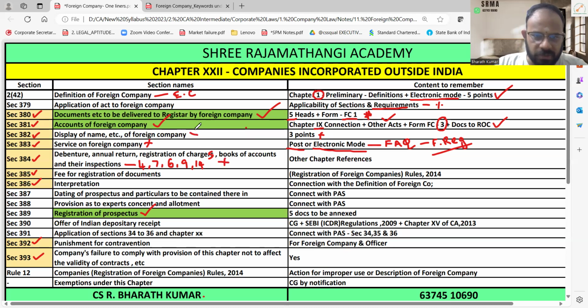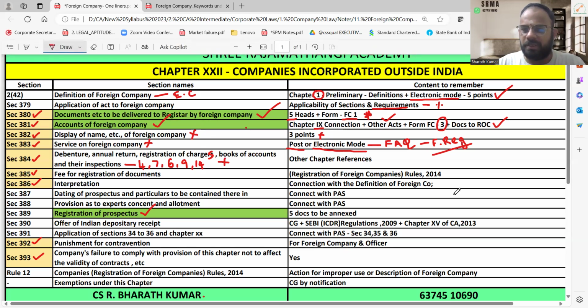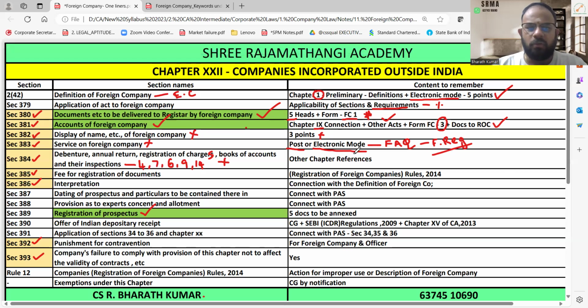This also is nothing. Display of the name also is very simple. Anyways, I will color it quickly in the institute material. Service on the foreign company, either post or electronic mode. So that also is nothing. Okay. Then what are the other chapter references? I told you, if you remember all these chapter numbers, you will remember perfect.